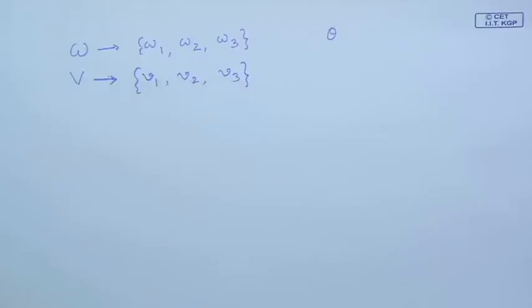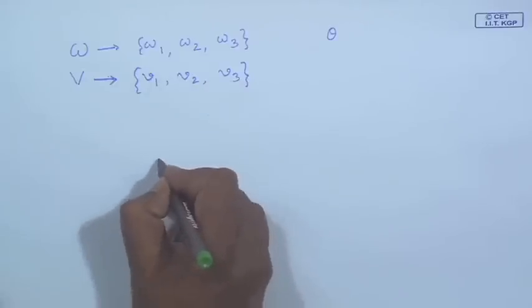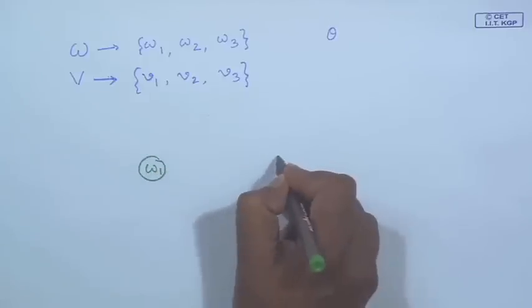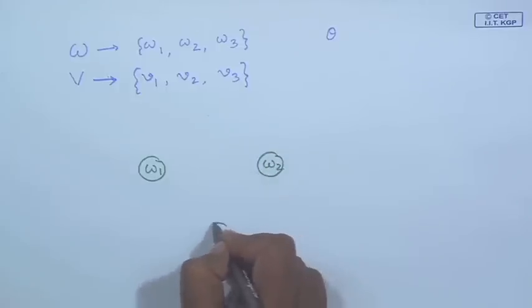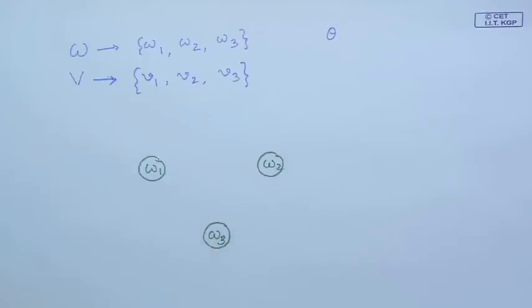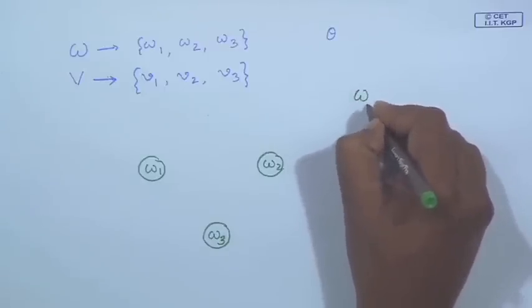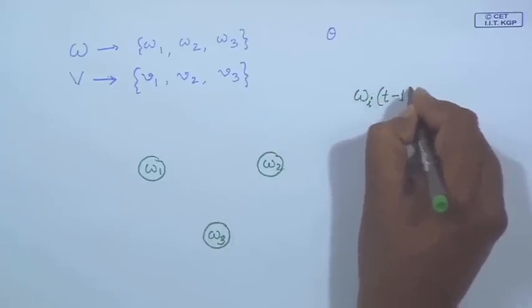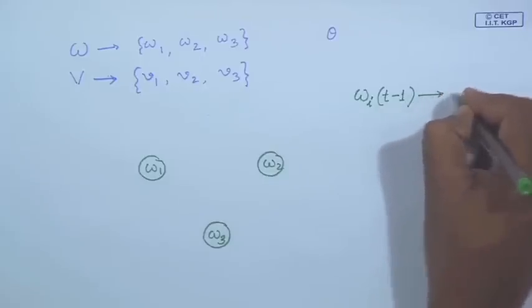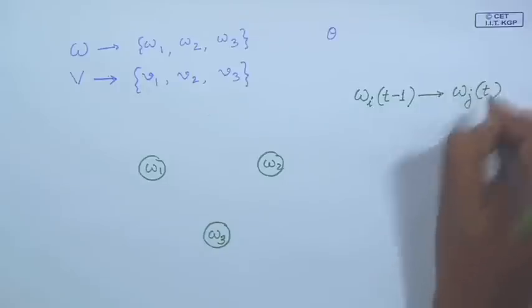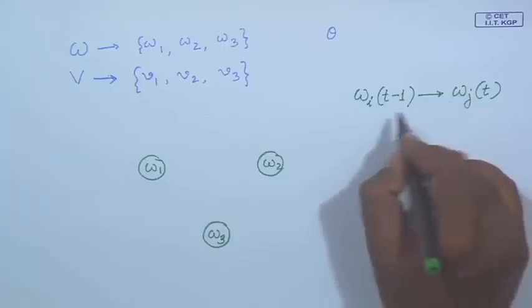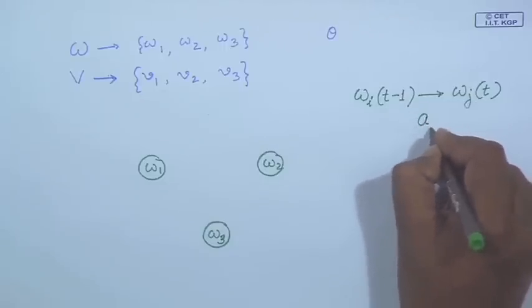So, let us draw this theta. We have the states omega 1, omega 2 and omega 3. The machine of this hidden Markov model can make a transition from state omega 1 to state omega 2, where this probability of transition is given by A12. As we said, if the hidden Markov model is in state omega i at time instant t minus 1, and it makes a transition to state omega j at time instant t, the probability of such a transition from state omega i to state omega j is denoted by Aij.